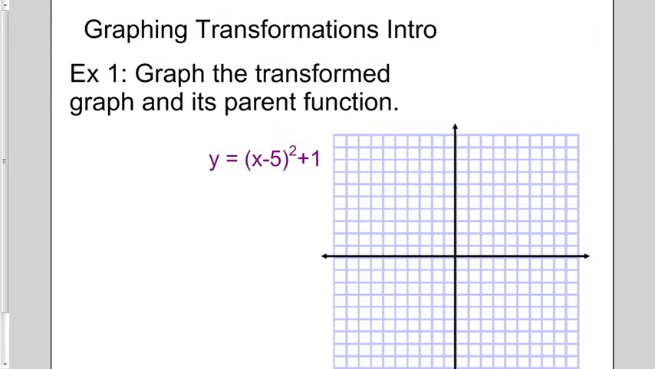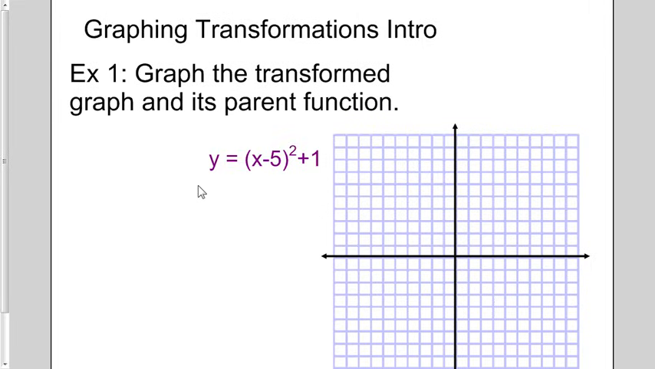All right, we're going to look at graphing transformations today. What we're going to do is run through 4 examples where you're graphing a transformed graph and its parent function. So here's example 1. It says graph the transformed graph and its parent function, and it's y equals (x minus 5) squared plus 1.